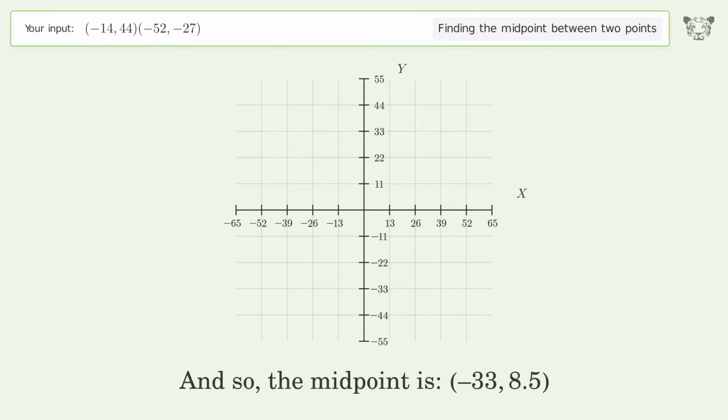And so, the midpoint is negative 33, 8.5.